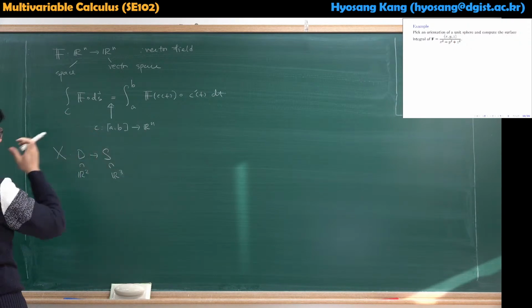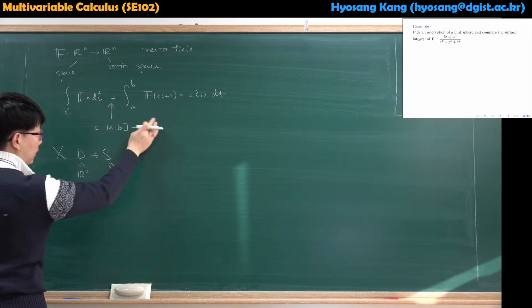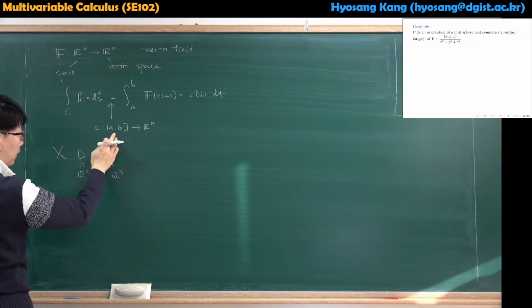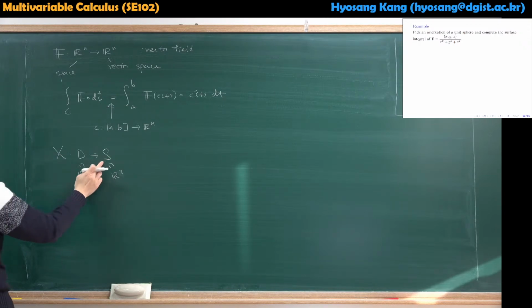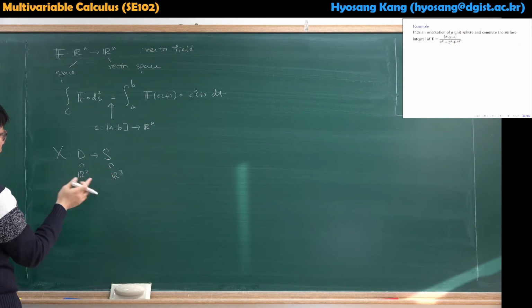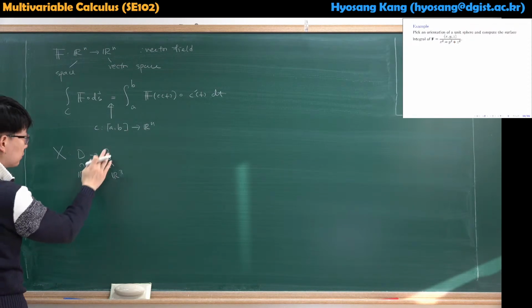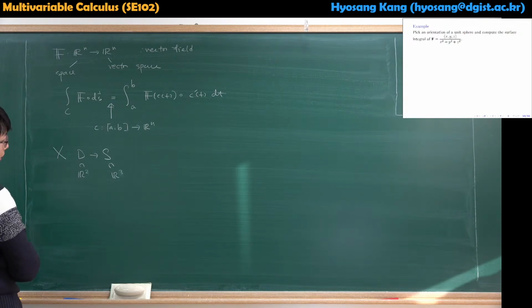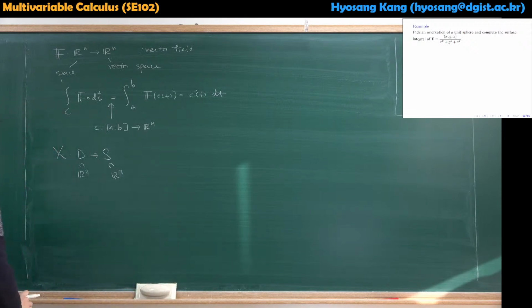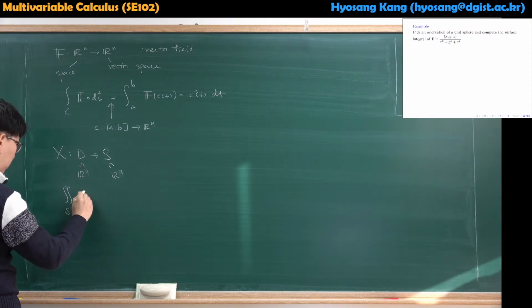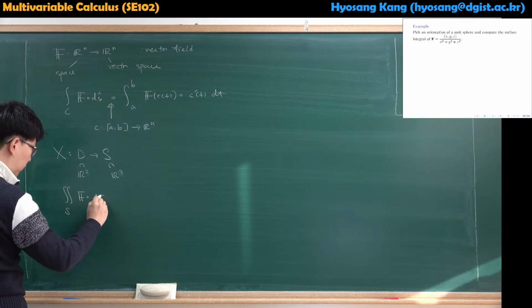So when you parameterize your curve inside of two-dimensional space or three-dimensional space, you need one parameter. In order to parameterize your surface, you need 2 parameters. So your domain D must lie inside of two-dimensional space. And S can be lying inside of three-dimensional space or four-dimensional space, whichever space, as long as the dimension is bigger than 2, it's okay. So anyway, let's say we have a surface integral of a vector field.